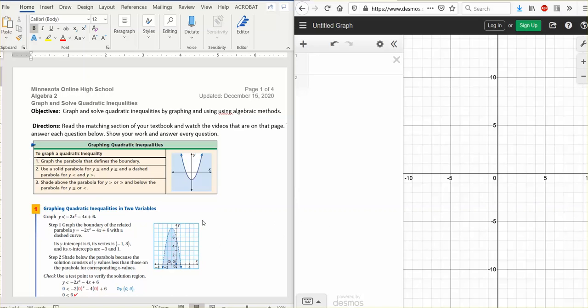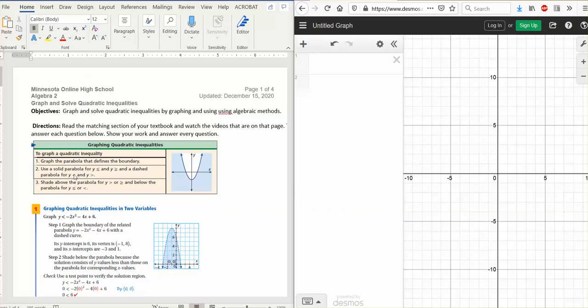It's going to look just like a quadratic equation, except for some shading. So first we'll graph the parabola that defines the boundary. And that's going to be just like if it had been y equals something x squared. And you will use a solid line for your parabola if it's less than or equal or greater than or equal, and a dashed line if it's y is less than or y is greater than.